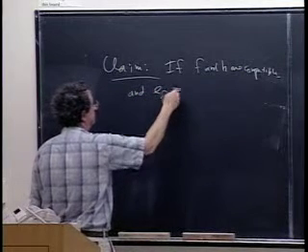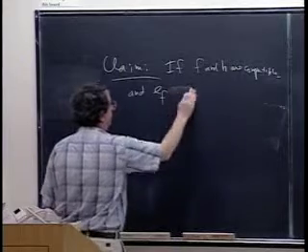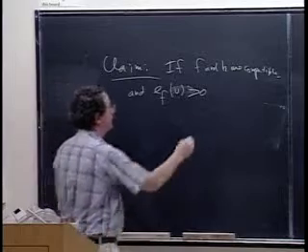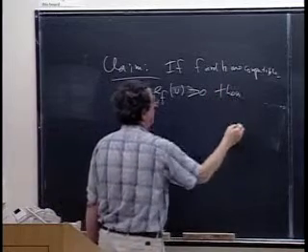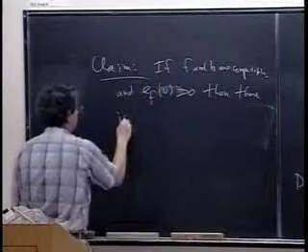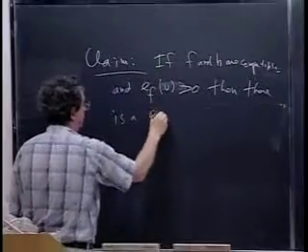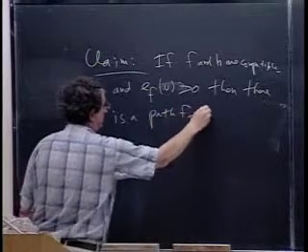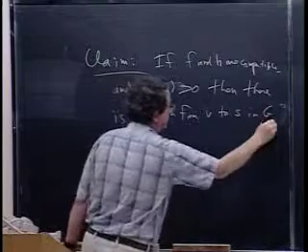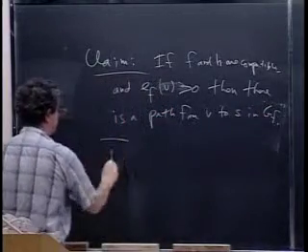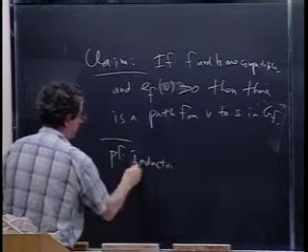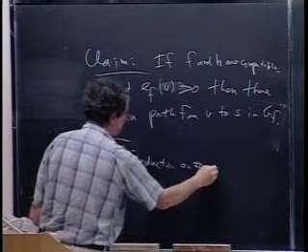and the excess E_f of V is greater than 0, so V has some excess, then there is a path from V to S in G_f. And the proof is by induction on the number of operations.